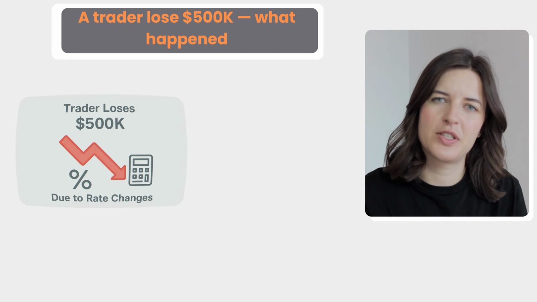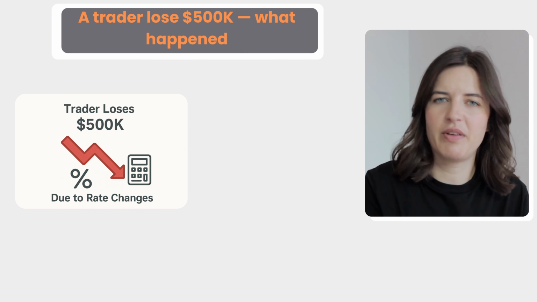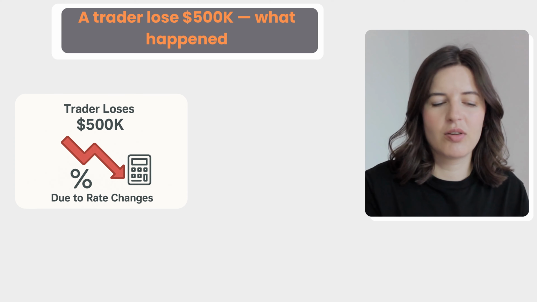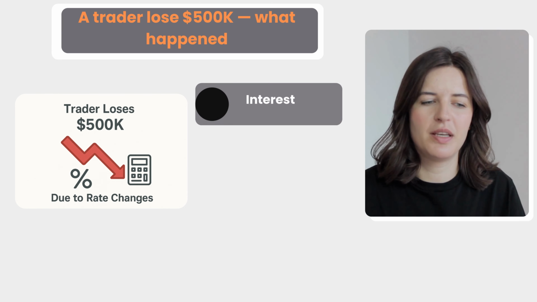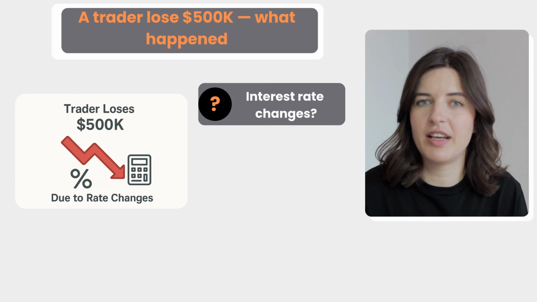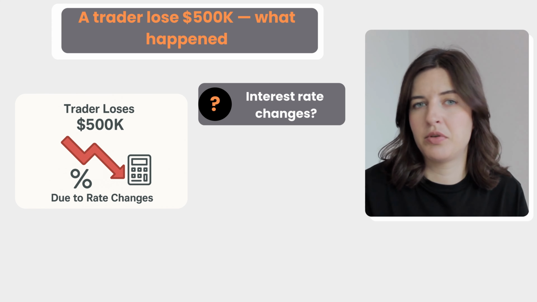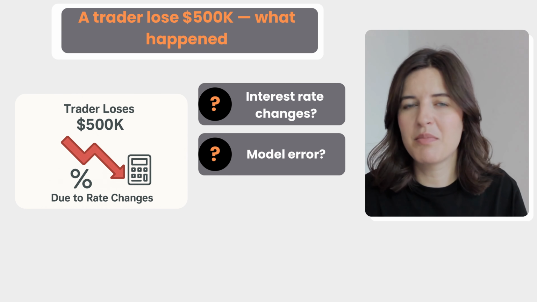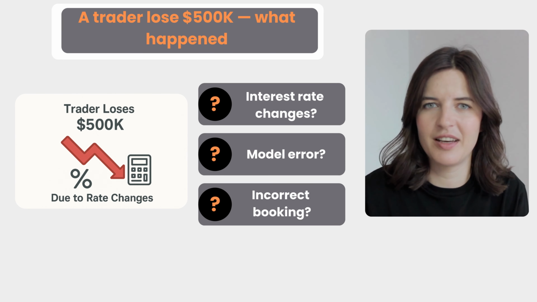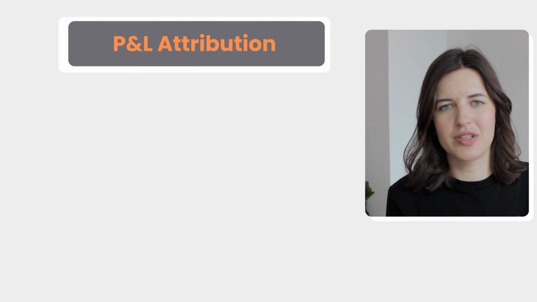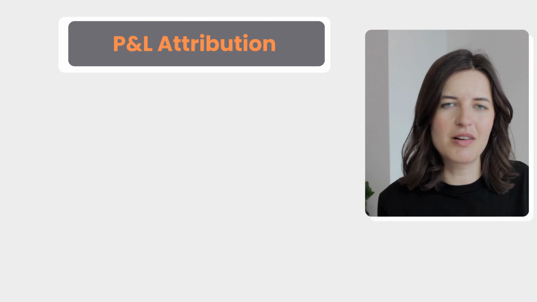Now imagine the opposite of the story. The trader lost $500. There could be many reasons behind it. One of them could be sudden changes in interest rates that could impact that, a pricing model bug, or maybe there were issues with the booking of that trade initially.